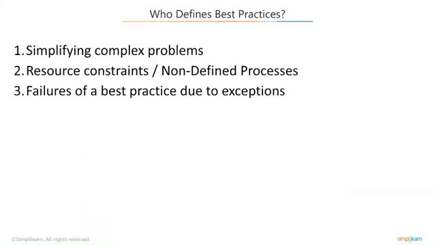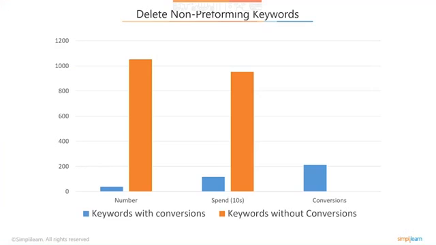When we think of why they fail, it's generally one of three really common areas. It's taking a very complex problem and trying to put a very simple solution on it. Other times, it's a resource constraint. And finally, sometimes there are just exceptions to the rule. So let's first look at simplifying complex problems.